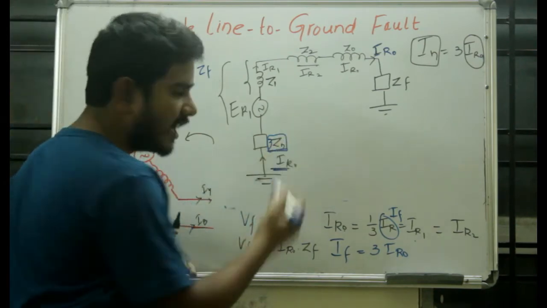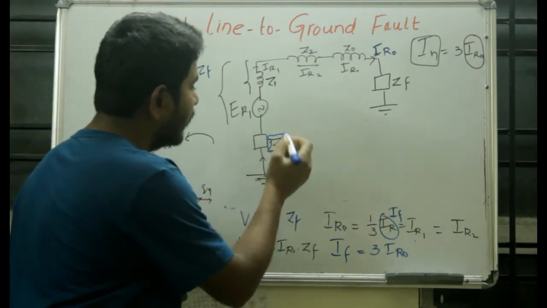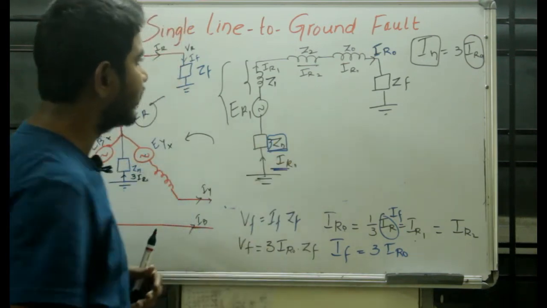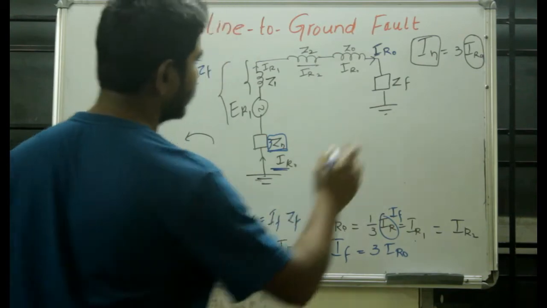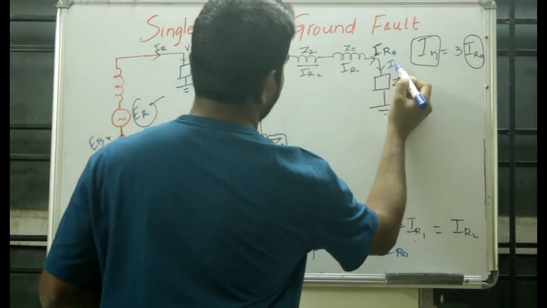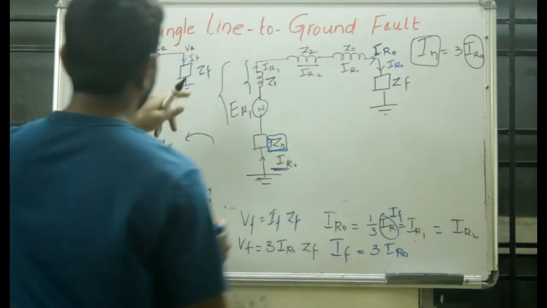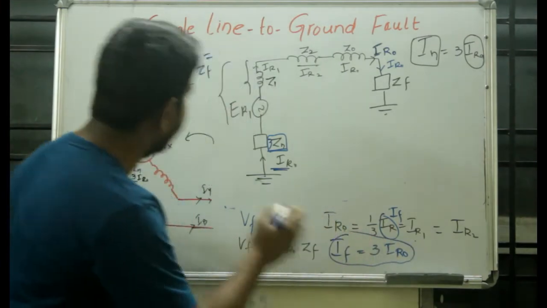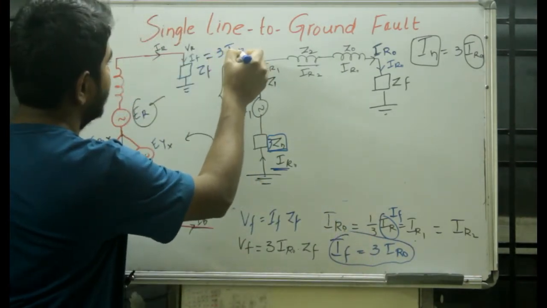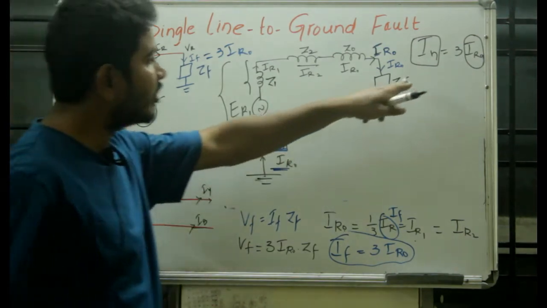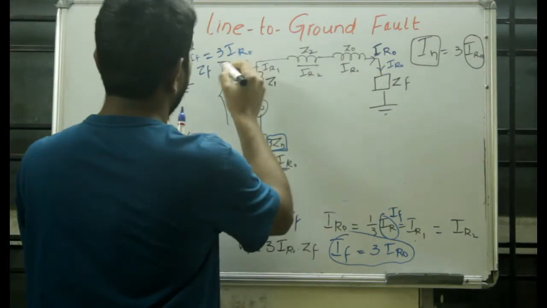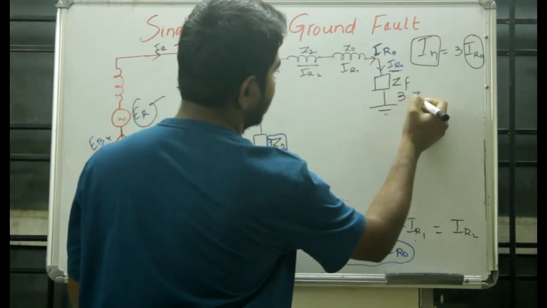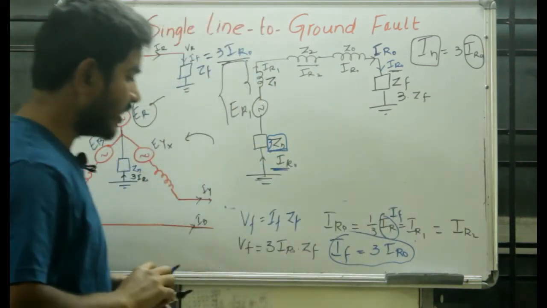Okay, in our last videos we have seen that if you multiply this neutral impedance by 3 times, then the current IR0 can be written here. Now again you can see here the current is IR0, but your IF is given as 3 times of IR0. Now in order to make this 3 times of IR0 equivalent to IR0, what we do is multiply the fault impedance again, 3 times of ZF.